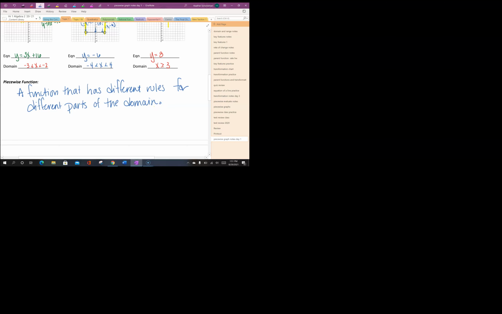So what does that mean? That means for one section of the graph, here are the rules, and this is what the graph does. And then for another section, here are the rules, and that's what that does. And then for another section, there's different rules. So it's broken into chunks. So it's not the same from start to finish. This section follows one set of rules, this section follows another, and so forth and so on.